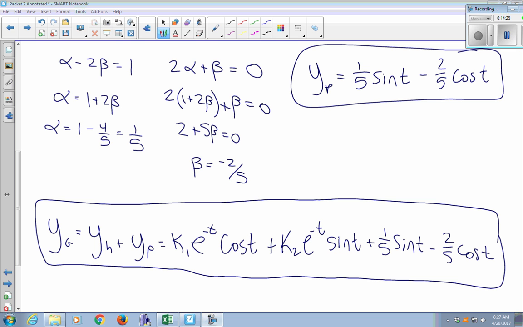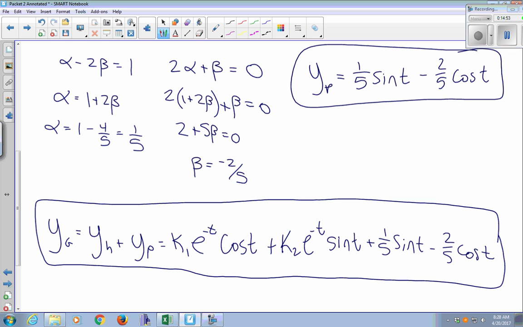Yesterday was exactly the same. We're just applying yesterday's technique to a different kind of function on the right-hand side. But the exact same technique that we learned yesterday or Tuesday. Instead of e to the t's, we had some polynomial forcing functions. Okay, but we're going to learn a new technique now.